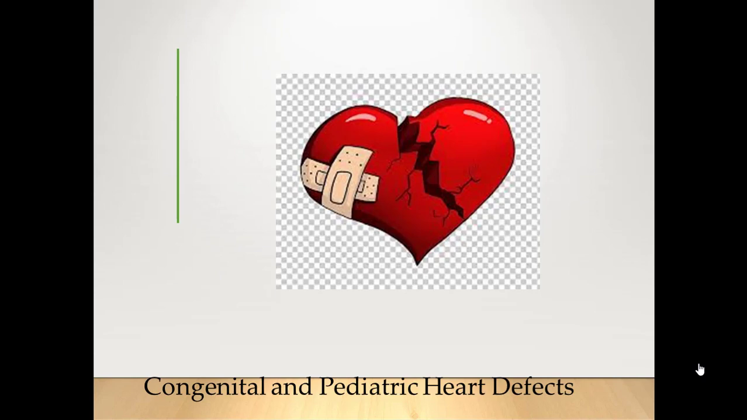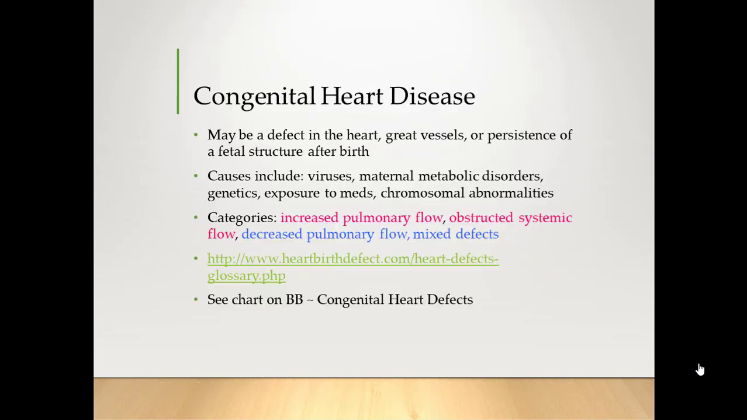All right, moving on to congenital and pediatric heart defects. So, congenital heart disease can be anything that's a defect in the heart, the vessels, or a fetal structure that continues on, that should be closing, like the foramen ovale and all of that. Causes for congenital heart disease can be viruses, mom's metabolic disorders, genetics. Some types of meds can cause it, chromosome abnormalities.